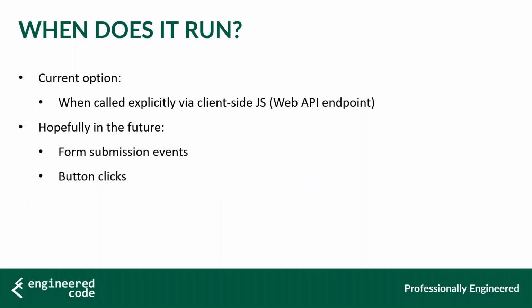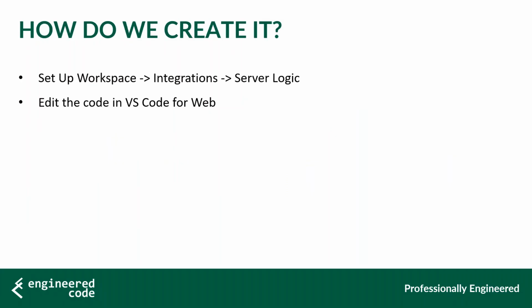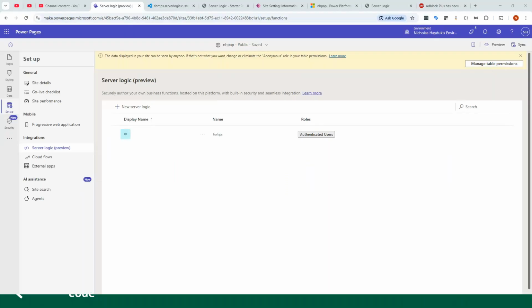Quick check. Okay, no questions. So how do we create server logic? It's actually quite simple. In the setup workspace, under the integrations area, there's a server logic area, and you basically create a new server logic file, and then you have the ability to edit that code in VS Code for the Web. So why don't we take a quick look at how that looks?